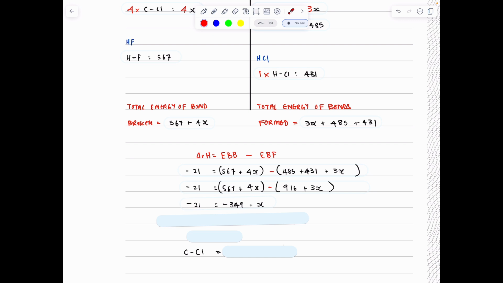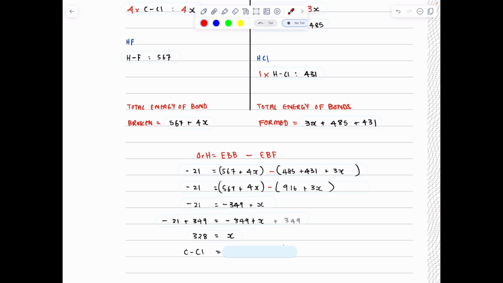Okay, now what I can do, to get x on its own, is do the opposite of negative 349. And the opposite of that is plus 349. So what I do to this side is the same as what I do to the other side of the equal sign. And that cancels things out on this end.